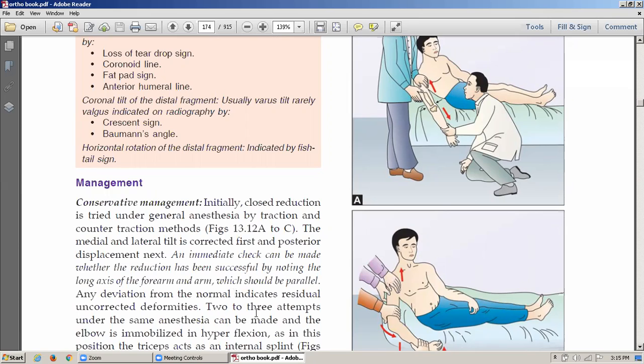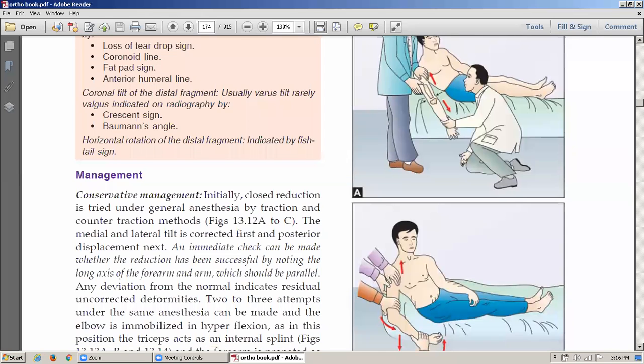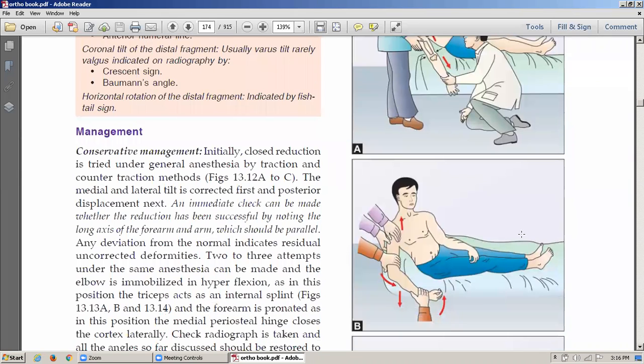So 2 to 3 attempts under the same anesthesia can be made and the elbow is immobilized in hyperflexion, as in this position the triceps act as an internal splint. So you can see in this diagram how the closed reduction is done.